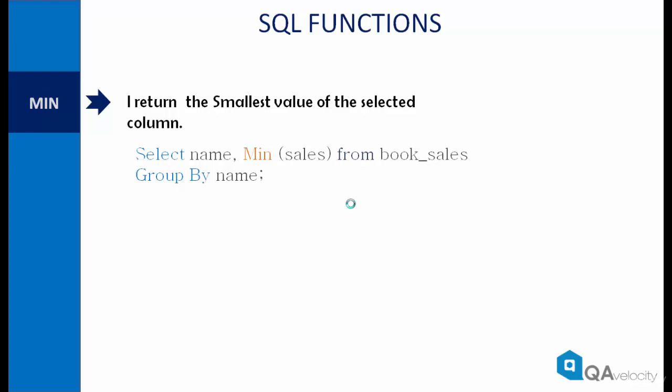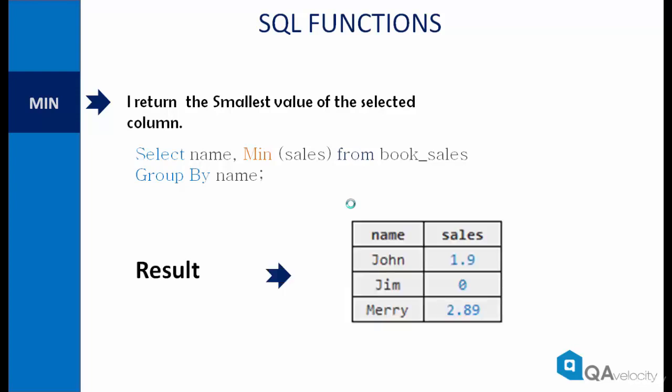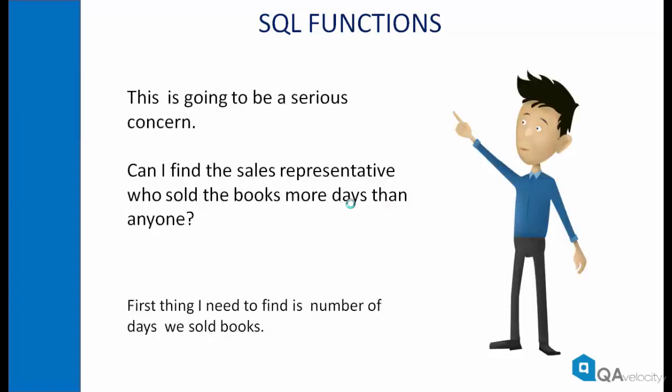Select name of employee, minimum sales from book_sales table, and the query would be grouped by name. And he got the result. But if we see the result, Mary has sold on a day on which others don't have a sale at all. And this is going to be a serious concern.